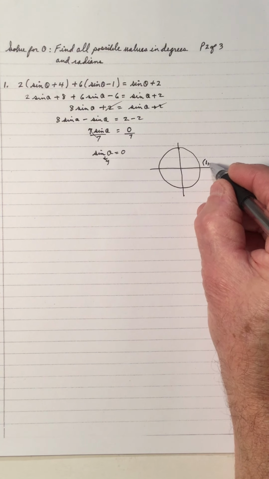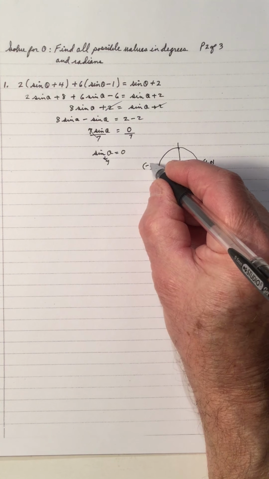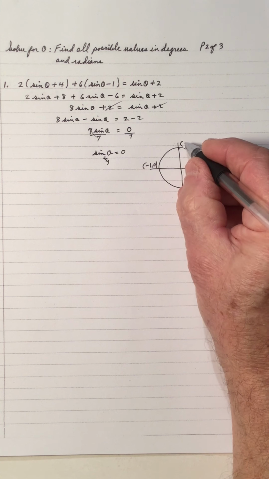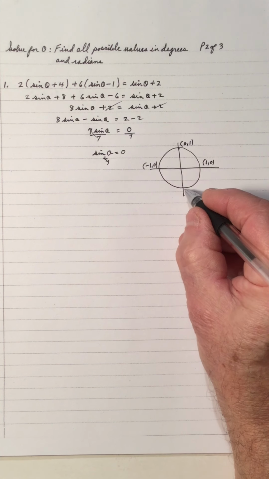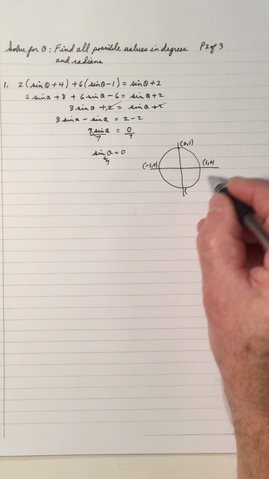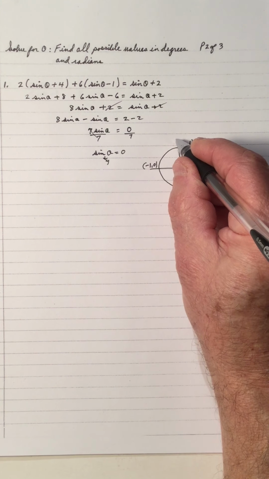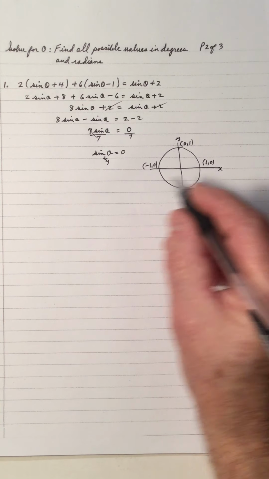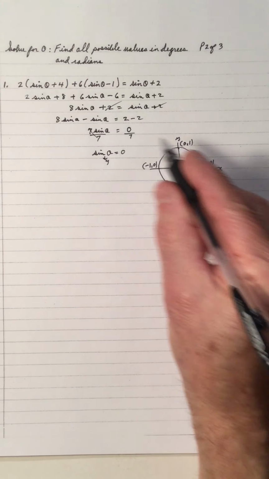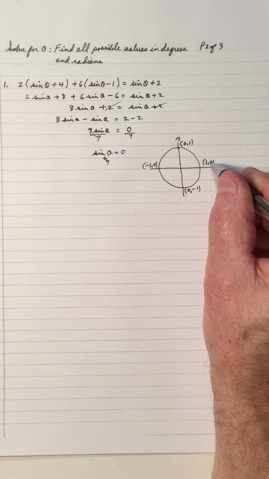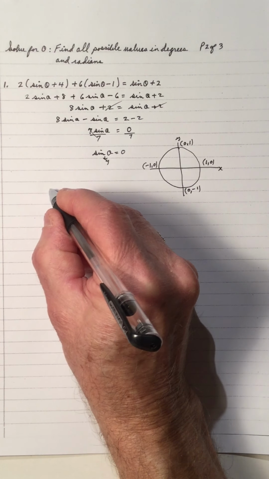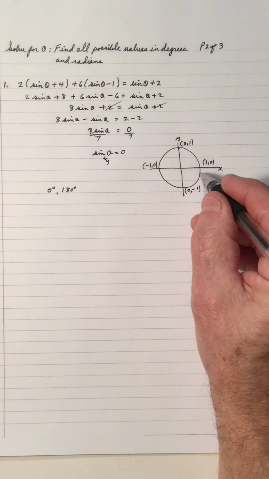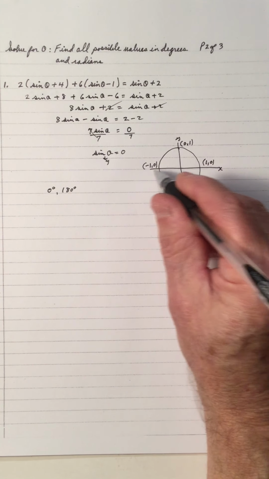So this is x is 1, y is 0. This is x is negative 1, y is 0. And I'll just do these two here. X is 0, y is 1. And down here, x is 0. Remember, this is the x-axis, and this is the y-axis. So x is 0, y is negative 1. So sine is the y, and y is 0 at 0 degrees and at 180 degrees. So sine is 0 at 0 and 180.